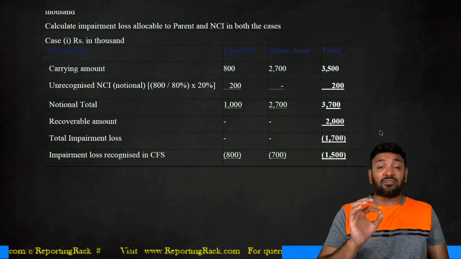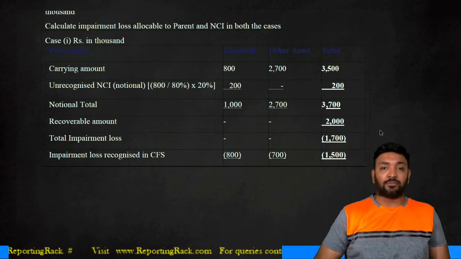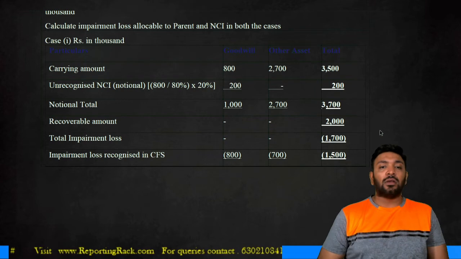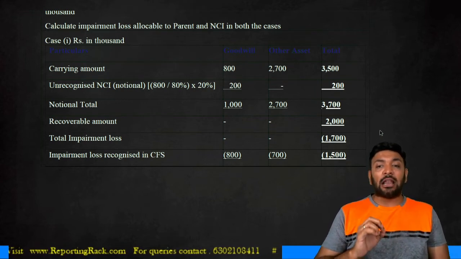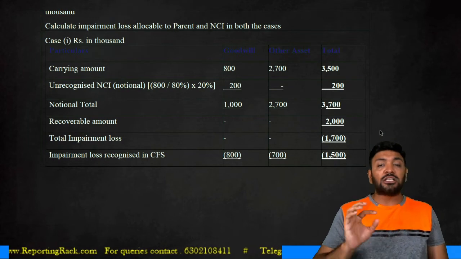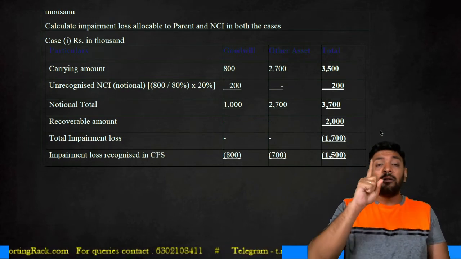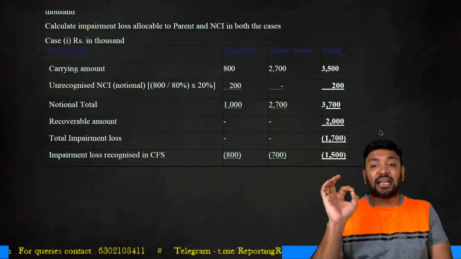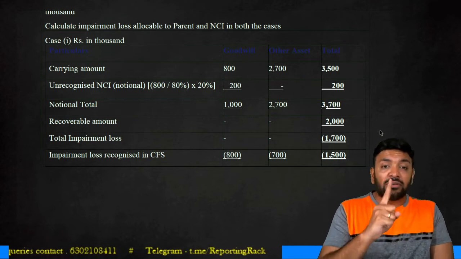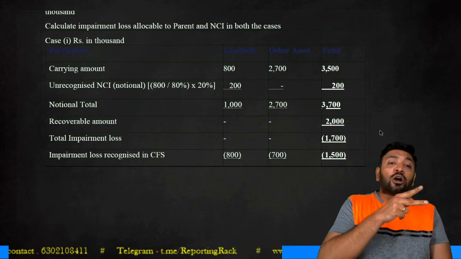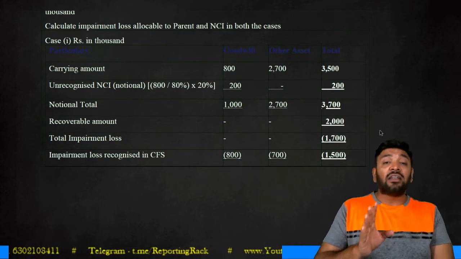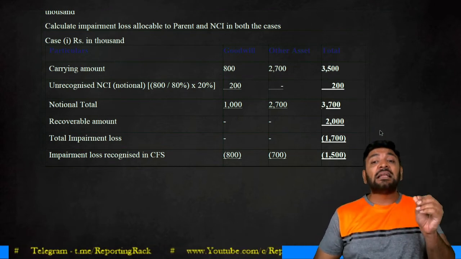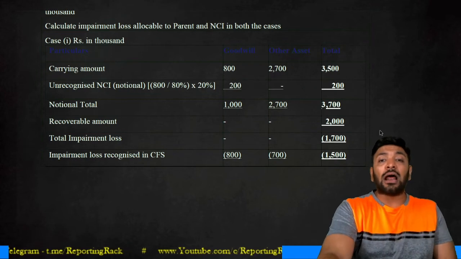So the total carrying value is 3,700. If the recoverable value is only 2,000, that means there is a total impairment loss of 1,700 rupees. How will this impairment loss be allocated? Out of this total impairment loss of 1,700, 1,000 should be adjusted against goodwill. The balance 700 will be adjusted against other assets. Out of the 1,000 adjusted against goodwill, 200 belongs to NCI, which you did not recognize. But to the extent of 800 goodwill which was recognized, I will reduce it from goodwill, and the balance 700 will be reduced from your other assets.